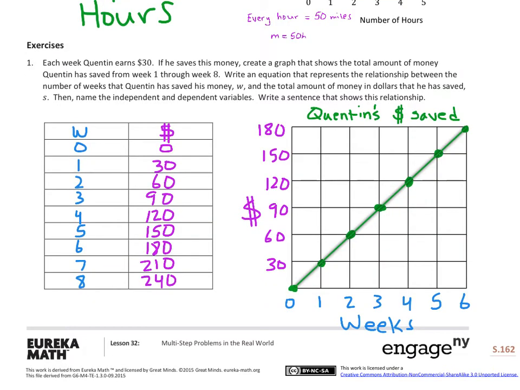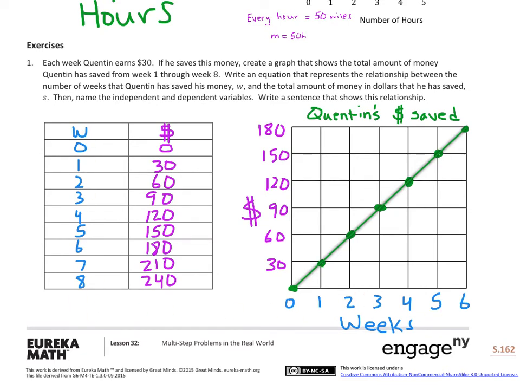In exercise number 1 here, Quentin's earning 30 bucks, right? Each week he earns 30 bucks. Okay, so we want to do weeks 1 to 8 and how much money he makes. All right, so the left side is my X. You can see I color-coded it. I could label it as well.